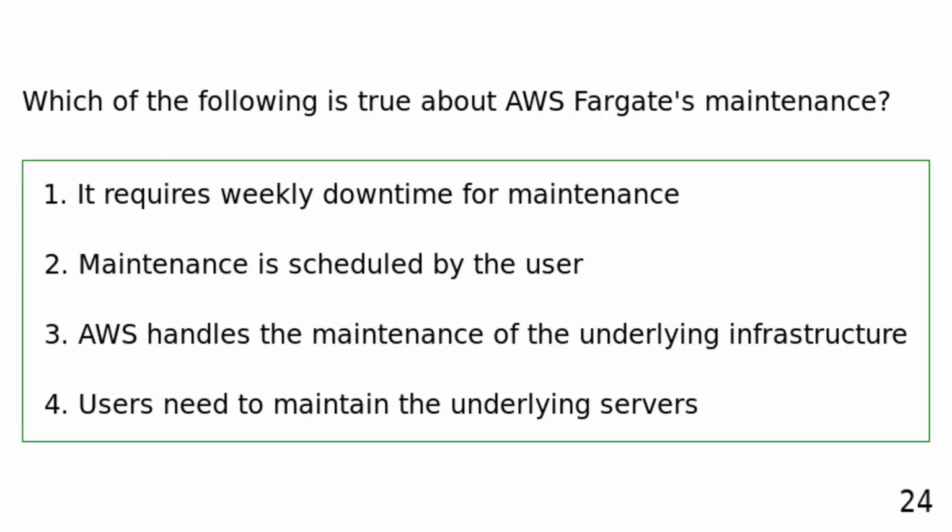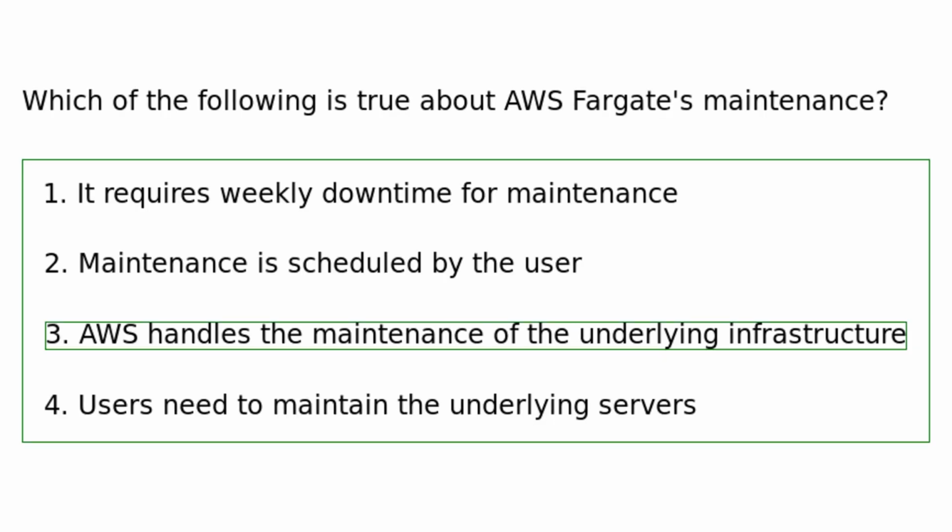Which of the following is true about AWS Fargate's maintenance? It requires weekly downtime for maintenance. Maintenance is scheduled by the user. AWS handles the maintenance of the underlying infrastructure. Users need to maintain the underlying servers. AWS Fargate handles the maintenance of the underlying infrastructure, allowing users to focus on their applications.